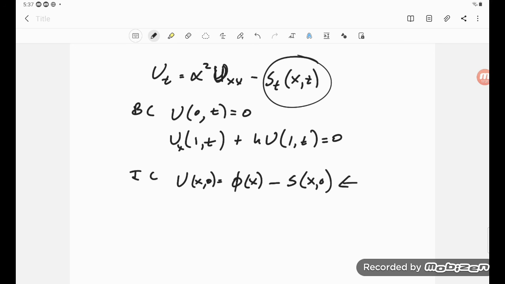Okay, so that takes care of their more complex boundary condition. So we'll stop there.